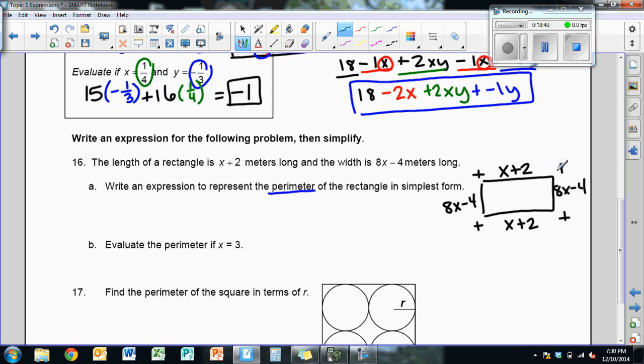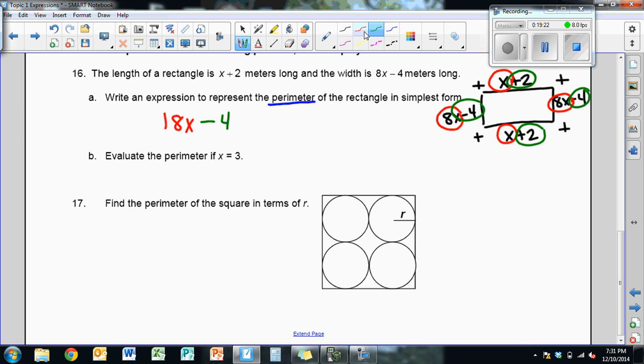Now, to simplify it, I need to combine my like terms. So here I have an x. That can go with anything else that has an x on it, like 8x, x, and 8x. So I have x plus 8x plus x plus 8x, which gives me 18x. And now I have a 2, which has no variable. So that can go with anything else that has no variable, like this -4, this +2, and this -4. So I have 2 plus -4 plus 2 plus -4, which gives me -4.